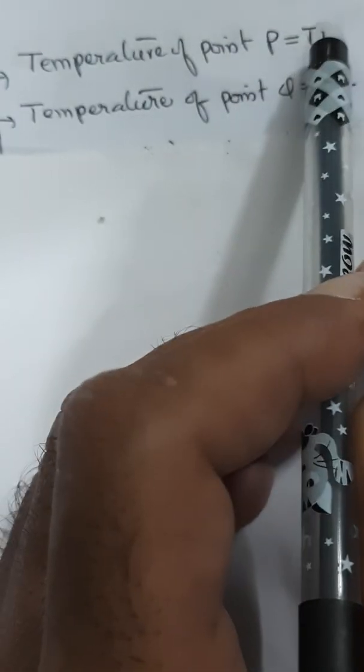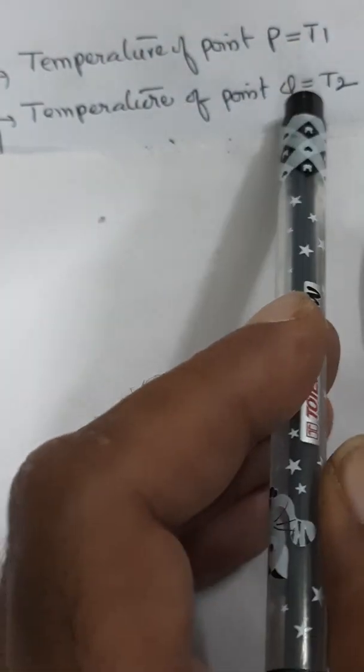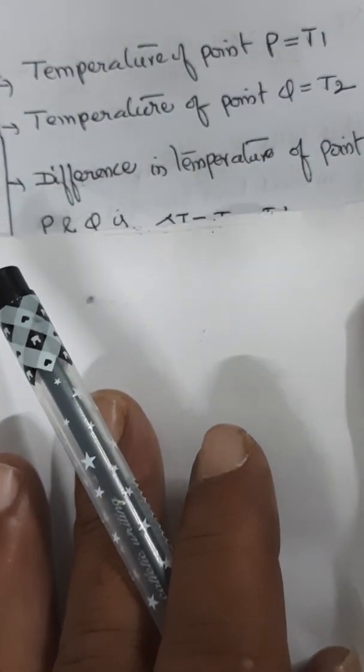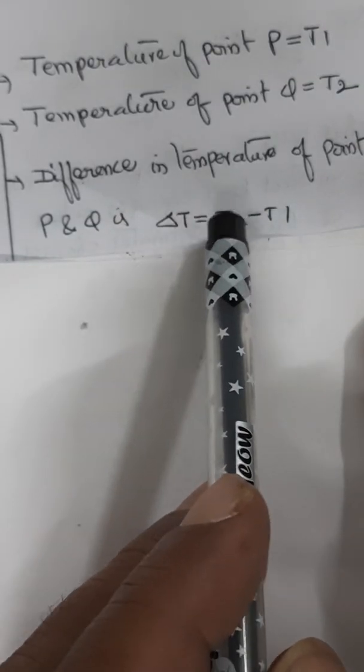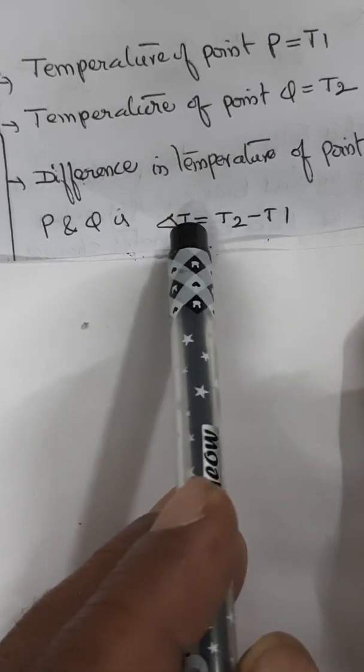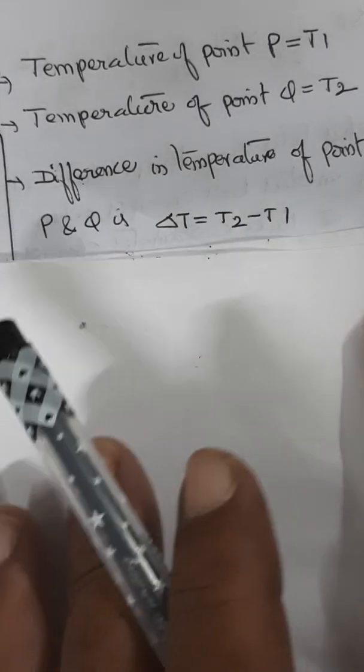Temperature at the point P is taken as T1, temperature at point Q is taken as T2. That means there is a difference in temperature between the points P and Q. Because it is a temperature difference, it is represented as T2 minus T1, which is nothing but delta T. There is change in temperature.